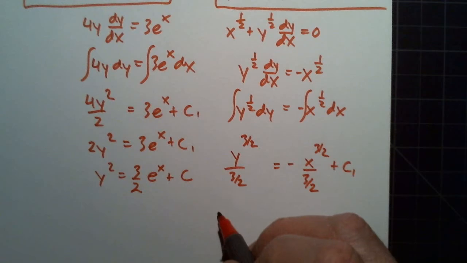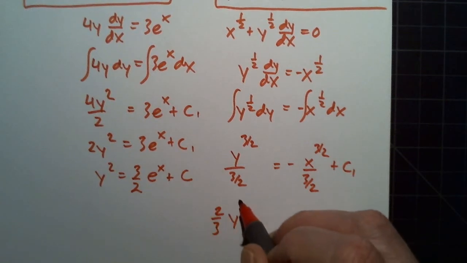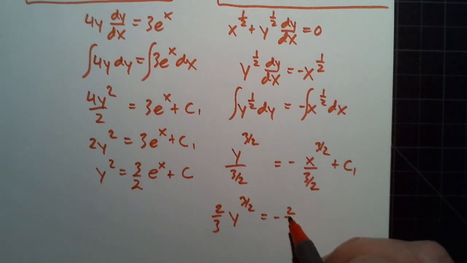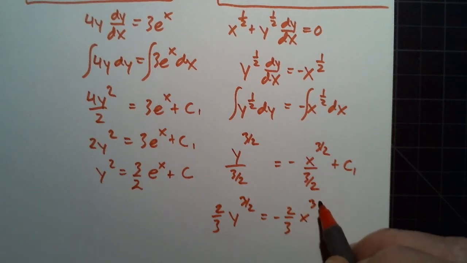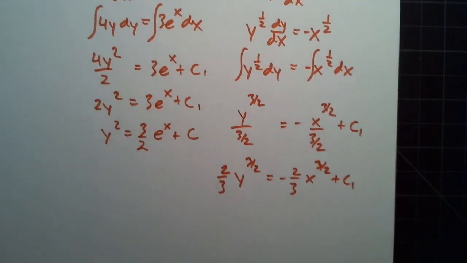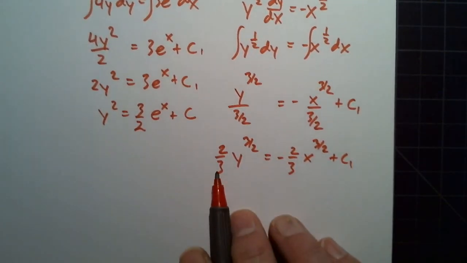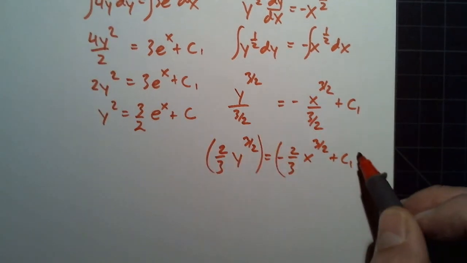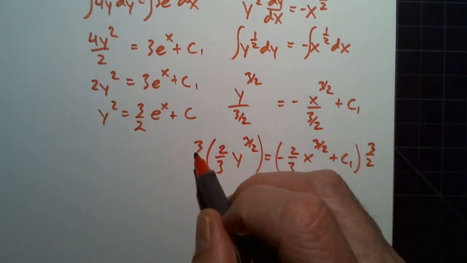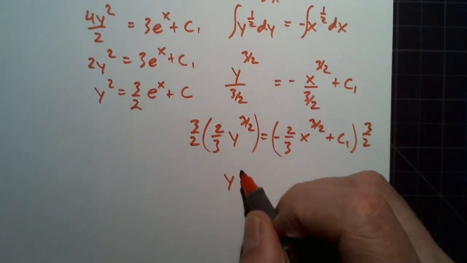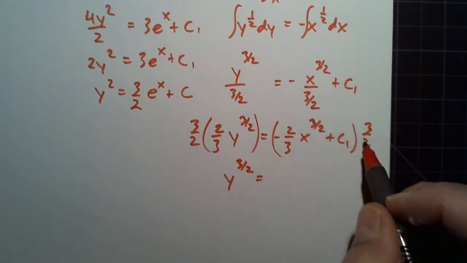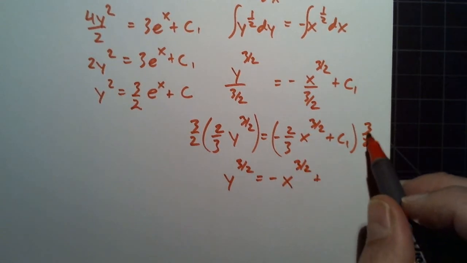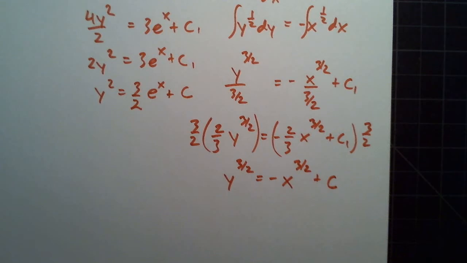Let's rewrite that as 2/3. And here we can have negative 2/3 x to the 3/2 plus c1. Multiply both sides by 3 over 2. So we'll have y to the 3/2. This will cancel that. We have negative x to the 3/2. And then 3/2 c1 is just going to be some other constant c.